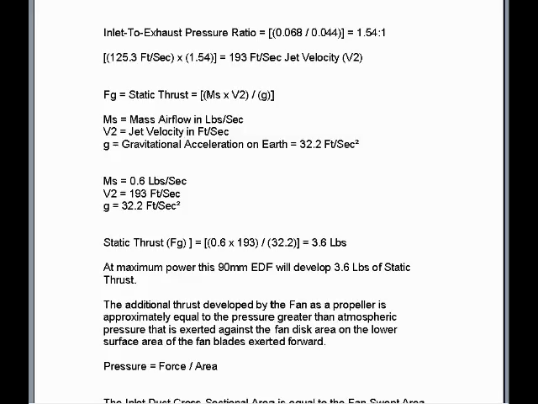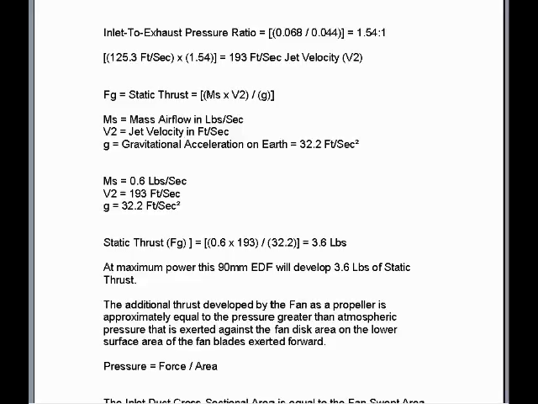As previously, we calculated the inlet to exhaust pressure ratio of 1.54 to 1. So all we'd have to do is multiply the inlet airflow velocity of 125.3 times 1.54 to calculate the jet velocity. And in this case, when we do so, the jet velocity will equal 193 feet per second. Jet velocity represented by V2.